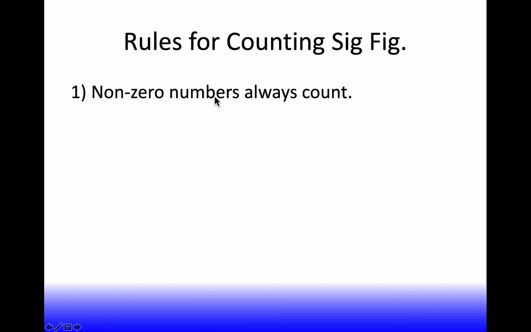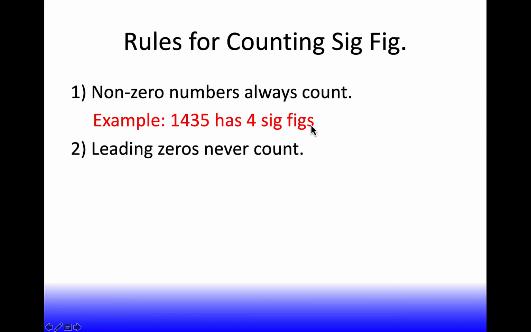And that handout basically says the stuff that's on the next slide. Now, all non-zero numbers count as significant figures. So example, 1435, it has no zeros in it anywhere, not at the beginning, not at the end, not in the middle. All non-zero numbers always count. So it's 1, 2, 3, 4. It has 4 significant figures. Leading zeros never count. So for instance, take a look. If you were silly enough to write 123 as 0, 0, 0, 1, 2, 3, it only has 3 significant figures. Again, the zeros at the beginning, which are called leading zeros, don't count.